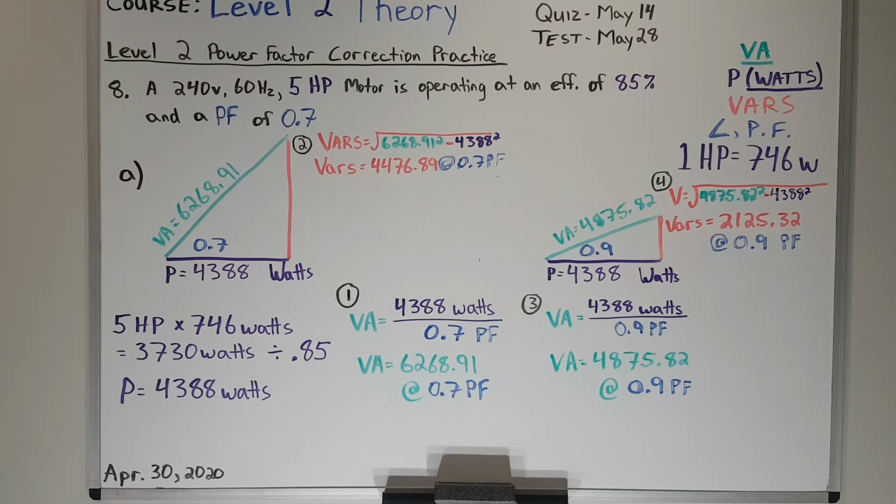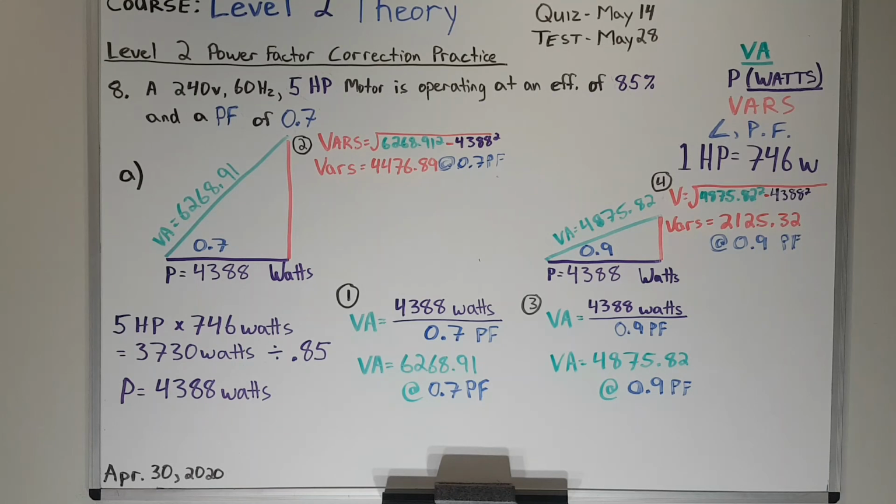So to calculate the VA, same steps as step one. So step three, 4,388 watts, this time divided by 0.9 power factor. So my VA is going to be much less. I have a VA of 4,875.82. Again, I made a note on that answer at 0.9 power factor. I write that in on the triangle.